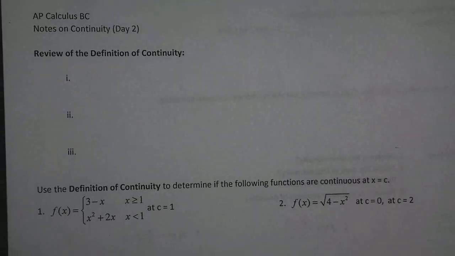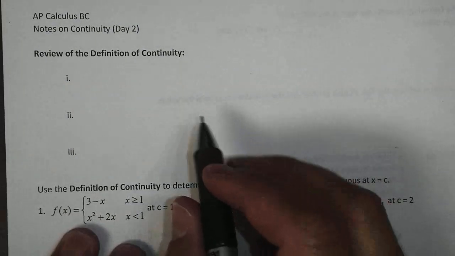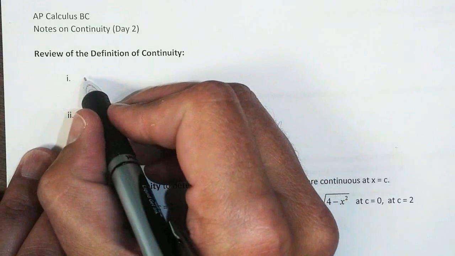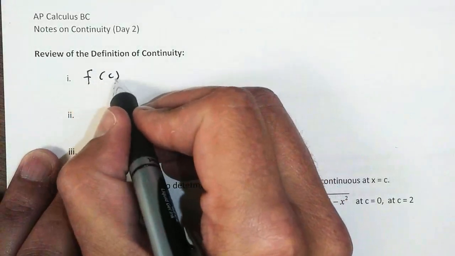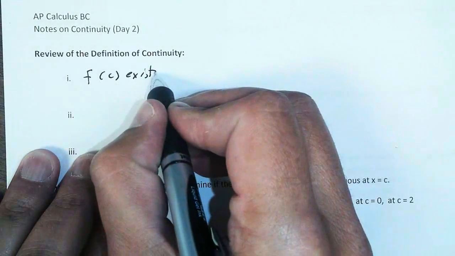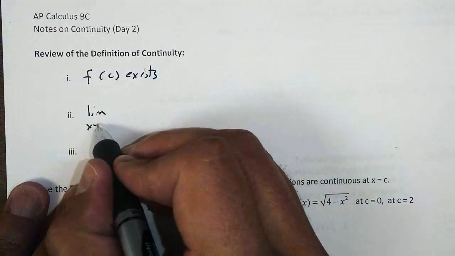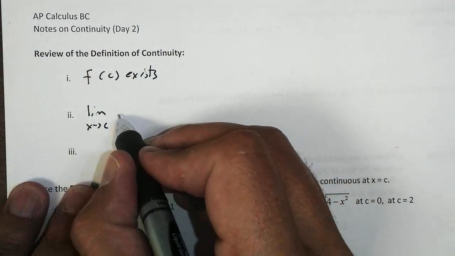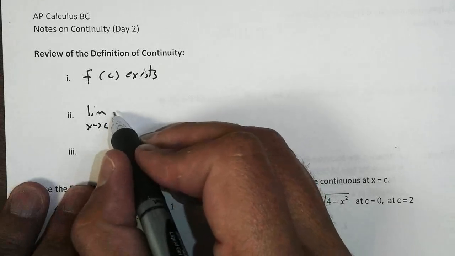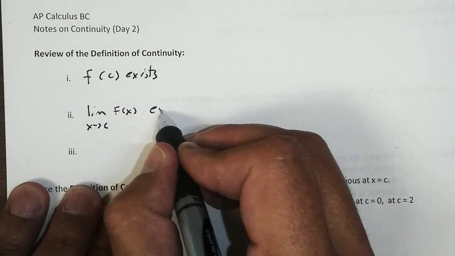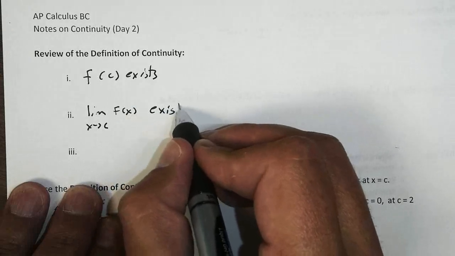Hello, let's continue our discussion on continuity. And really quickly, when talking about continuity, the first step is to show that the value itself exists. The second step is to show that the limit as we approach some x value of our function also exists.